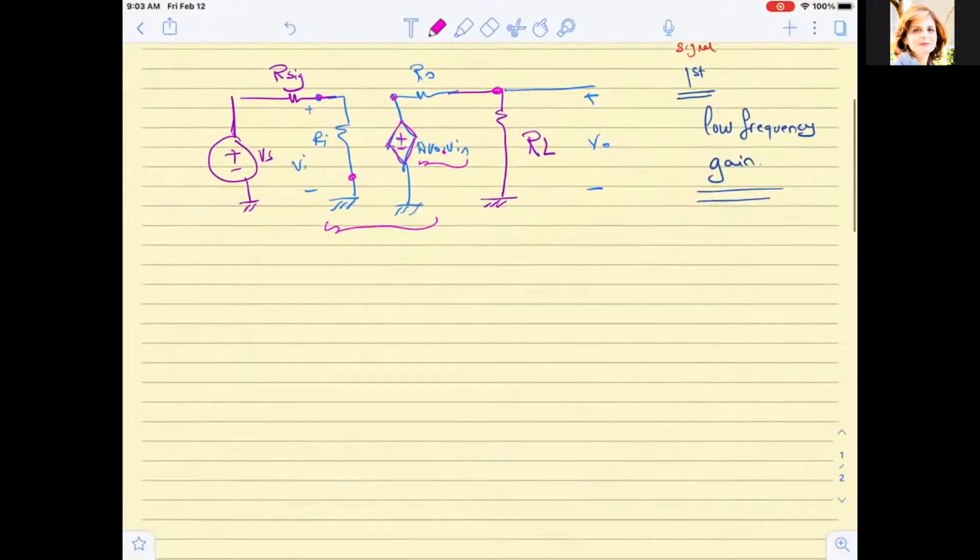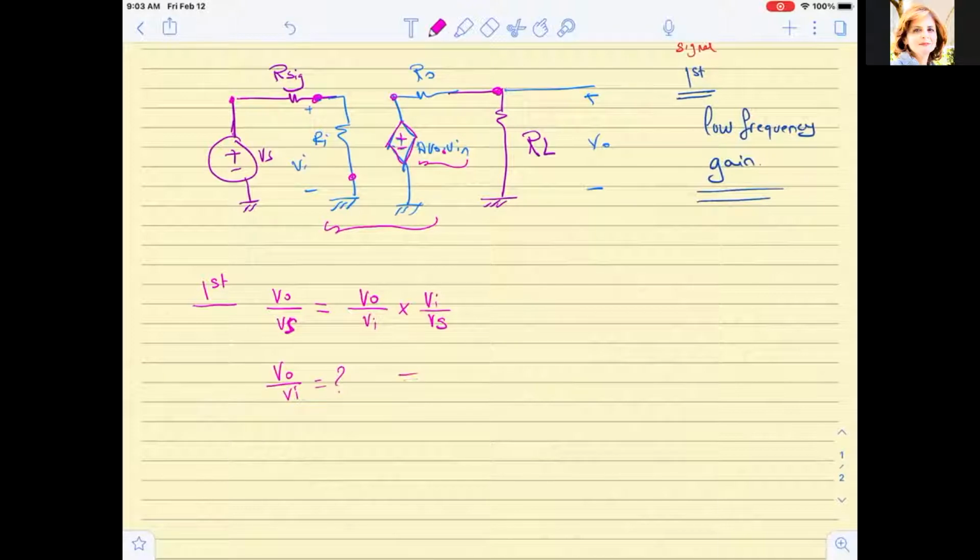So our first step is we want to solve for VO over Vs with no capacitors present. So we're operating at the low frequency, obtaining the very low frequency gain. Okay, so in this scenario here, VO over Vs is equal to VO over Vn times Vn over Vs. So I can take the chain gain from here to here and then from here to this point. Okay, so let us solve first for VO over Vn.